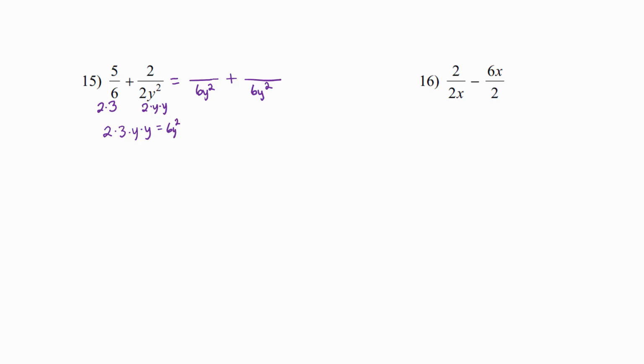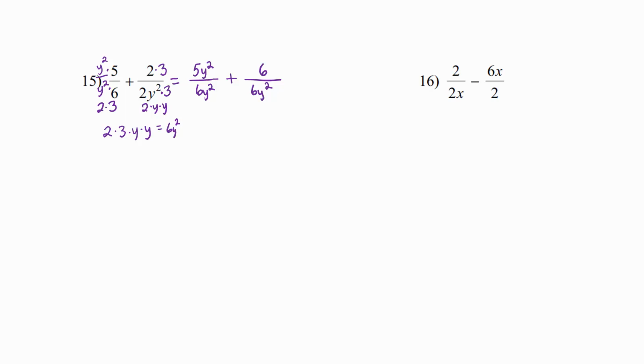So how do I take a 6 and turn it into 6y squared? I have to multiply by y squared. But if we do it to the bottom, we have to do it to the top, because that means we're really just multiplying by 1. So y squared times 5 is 5y squared. Then on the second one, I need to change 2y squared into 6y squared by multiplying by 3. So 2 times 3 is 6.